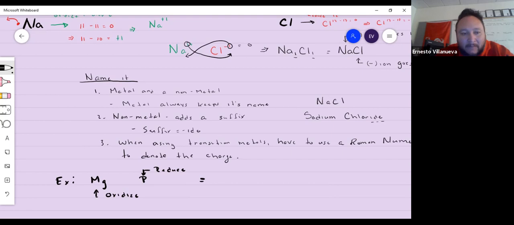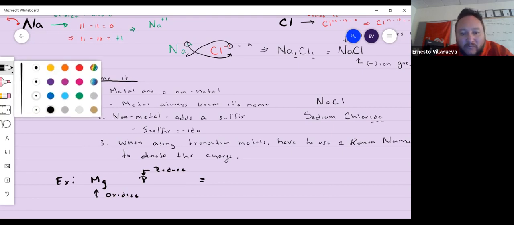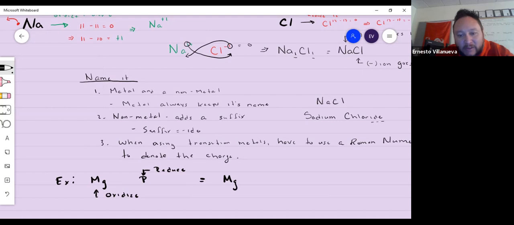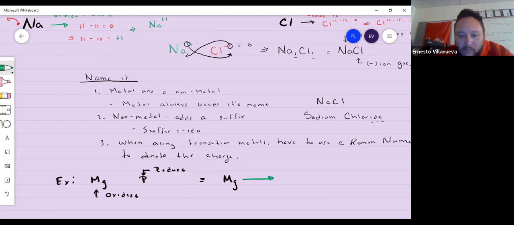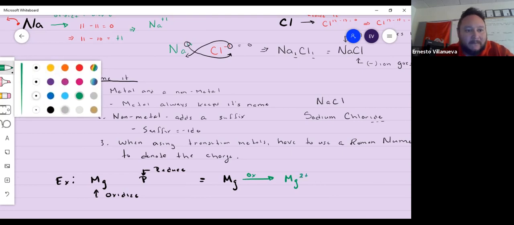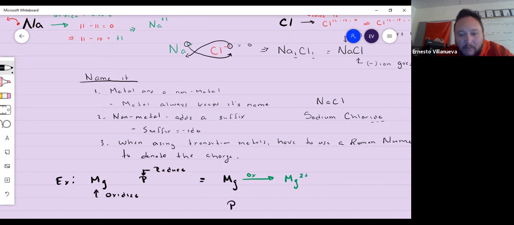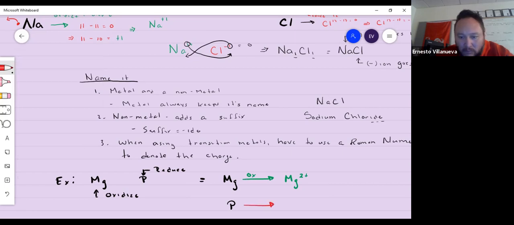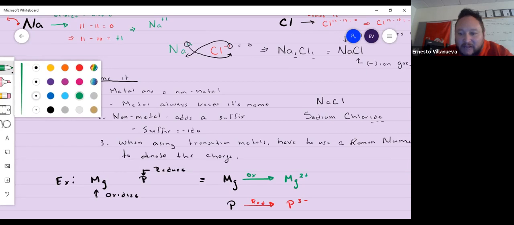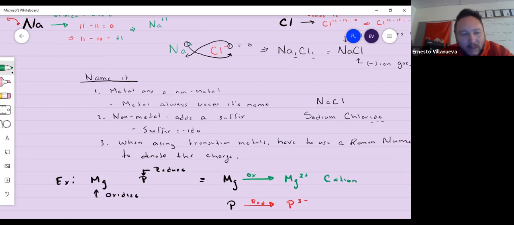But here's what we know. Magnesium is going to go from magnesium neutral and oxidize to form the ion magnesium 2+. Phosphorus is going to reduce to form the ion phosphorus 3-. So here's your cation and here's your anion.